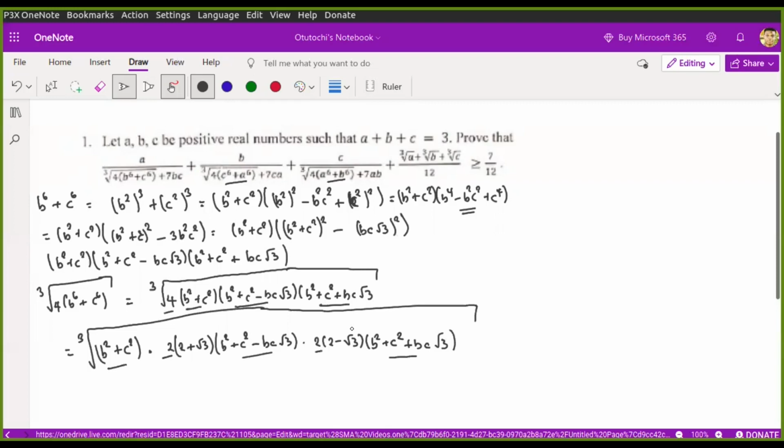The reason for adding it is to help us in the first step. So we are planning to use AM-GM. Of course, from AM-GM, let me just do the one for three.